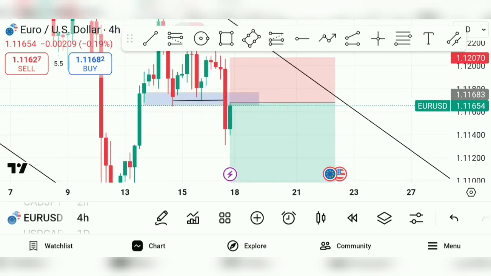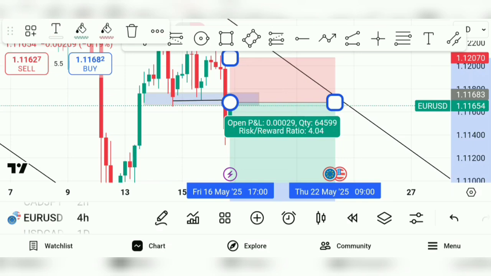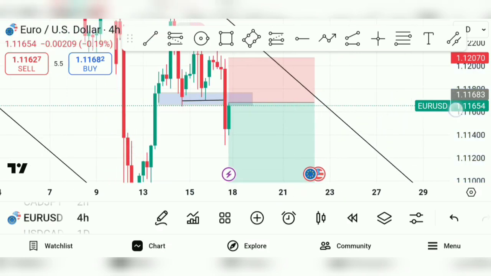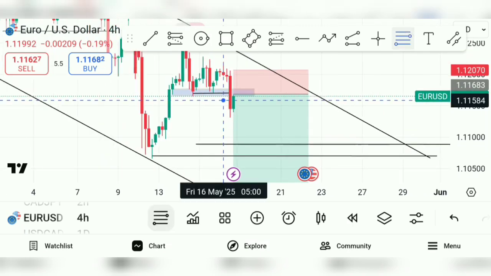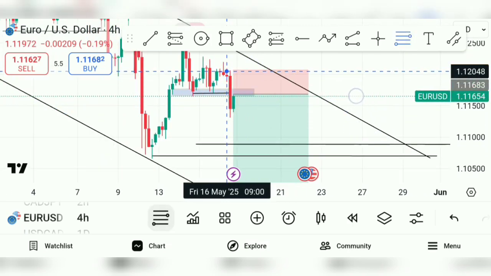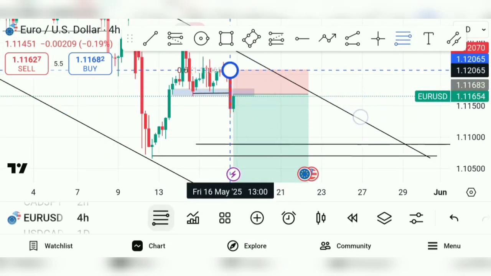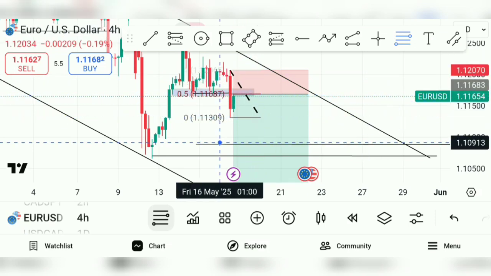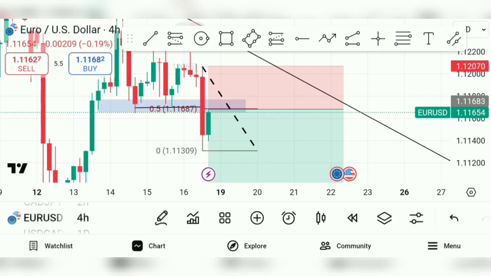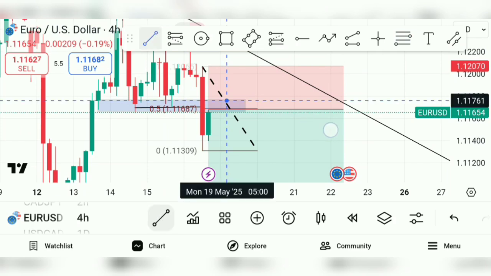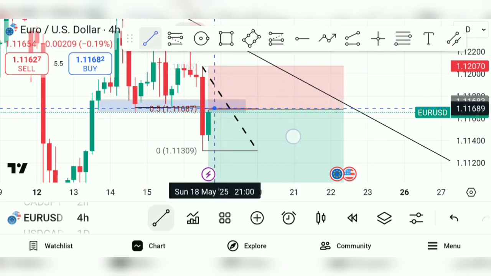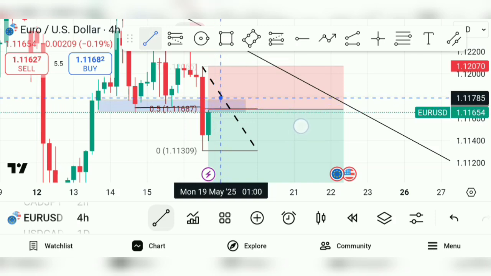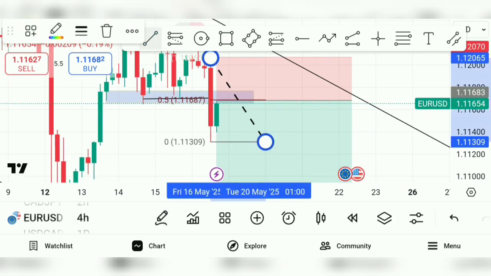Yeah, you guys might be wondering, why do I put this entry at this zone and not somewhere else? What I do is that I just mark out this candle from the highs to the lows like this. Then I just mark out the 50%, because most of the time the market does retrace 50% of the time. So I just mark out the 50%, and then I put my entry at that point.